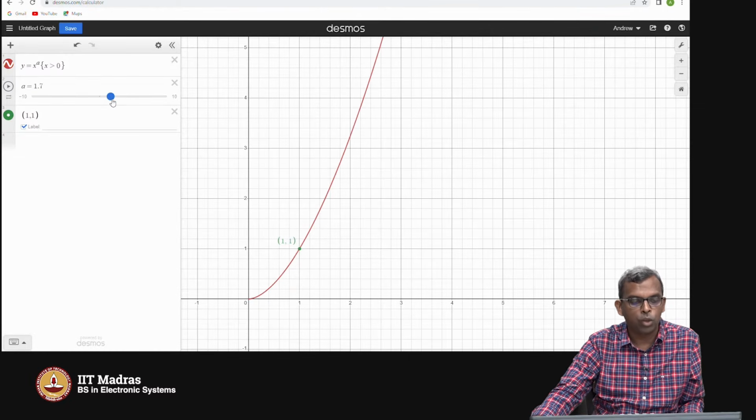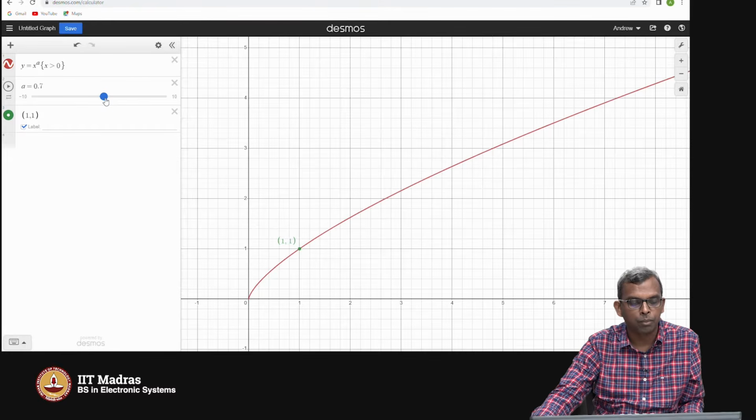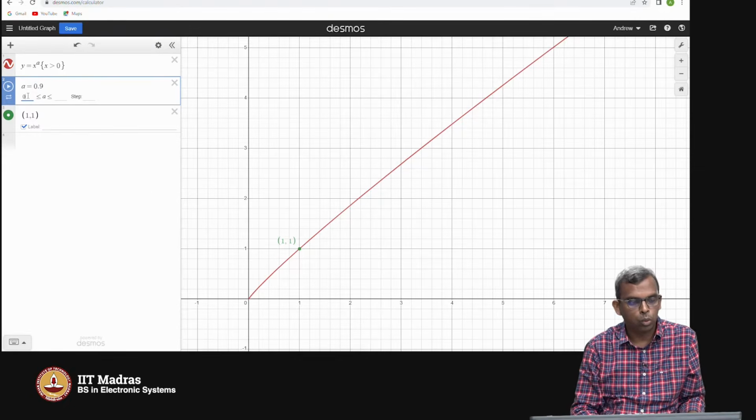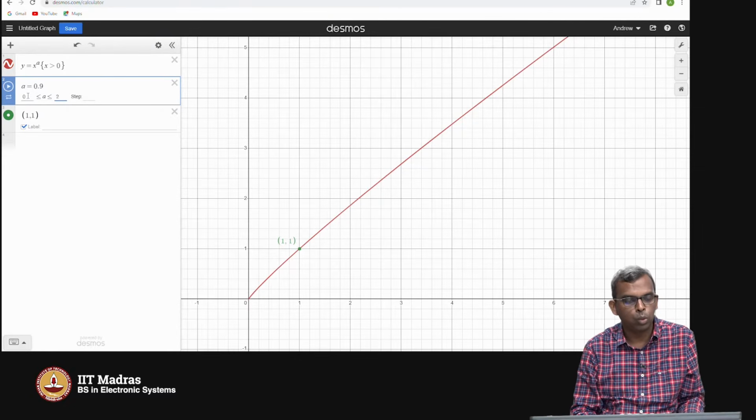Now if I go below 1, notice what happens here. Maybe I should do 0 to 2 in steps of 0.01.